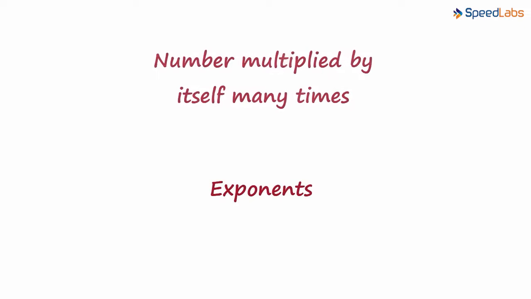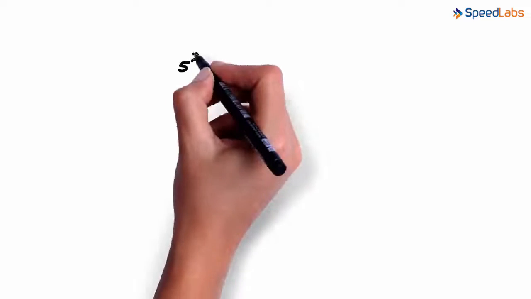In the previous video, we saw why we need exponents. If a number is multiplied by itself many times, we use the exponential form. In this video, we will cover a few more important points about exponents. One example of an exponent is 5 raised to 2.